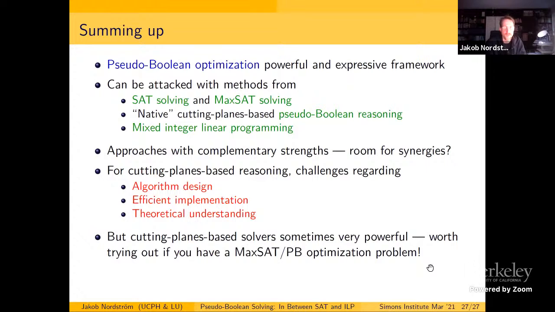Also, with different reasoning methods, we just don't understand them as well as we understand the resolution proof system underlying CDCL. But we already know that there are applications where off-the-shelf cutting planes-based solvers are beating the competition. So if you're looking at, for instance, binarized neural networks or something, maybe you should take a look at a pseudo-Boolean solver and see if it can do anything for you.